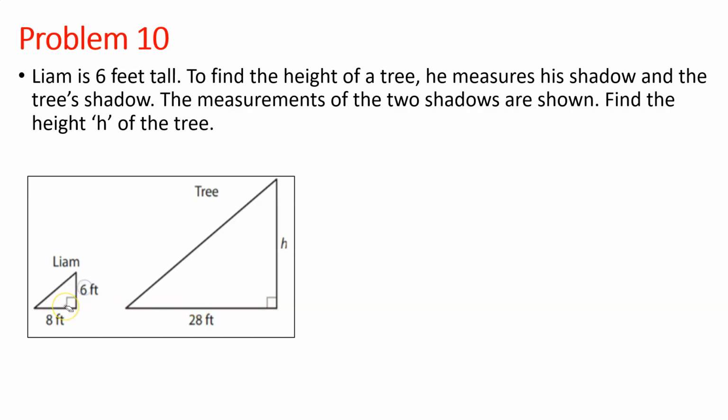So we do have two triangles here that were created when we measured the shadows. Let's go through and set up a proportion. Let's take a look at the shadows first. Liam's shadow was 8 feet. We're going to compare that to the shadow of the tree. Those are the corresponding sides. It makes sense. You're comparing shadows to shadows. So that's 8 over 28, and that's going to equal, well, compare the actual heights now of Liam and the tree. So we're going to say 6 over the height of the tree, which is h. We're going to use the letter h.